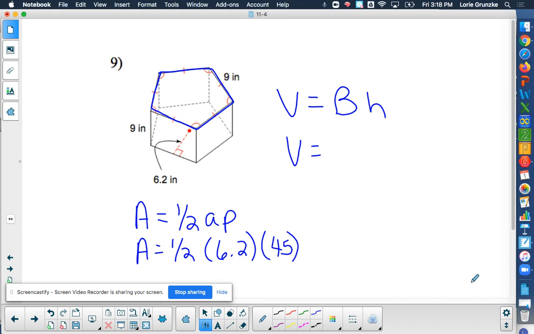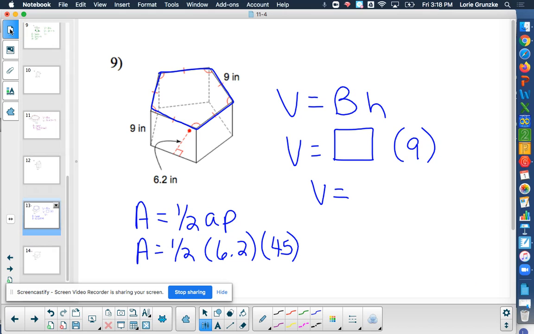Put it in for the big B. Put it right here where I put that square. That's where you're going to put that answer. And then the height is going to be this 9. So you're going to multiply by 9, get your answer, appropriate label, and away you go. And then you're going to do number 10.